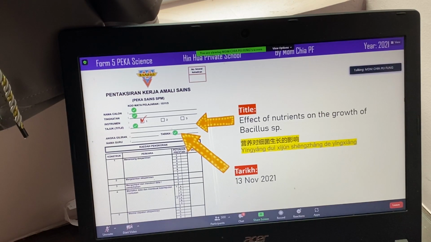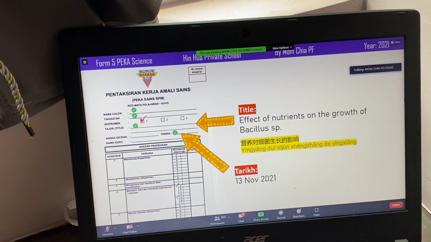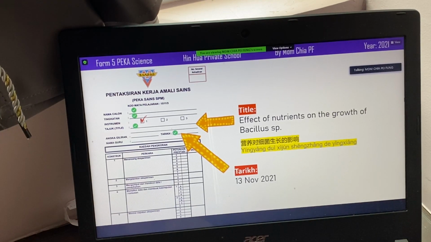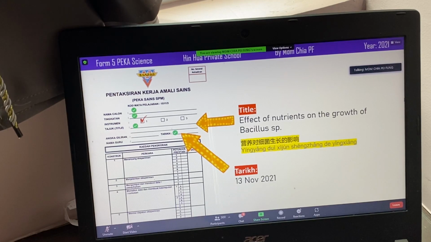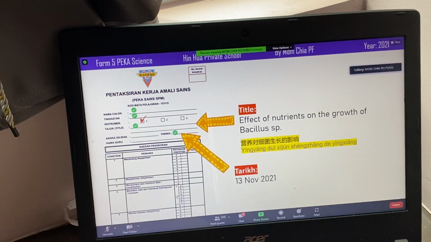The effect of nutrients on the growth of bacillus species. So the bacteria that we are going to use in our experiment, okay, is only meant for one, which is bacillus species in all school. Okay, because this is not harmful bacteria. We cannot allow students to use harmful, dangerous bacteria. Otherwise, it can cause breeding diseases. Okay, so the name for the bacteria is bacillus species, SP.